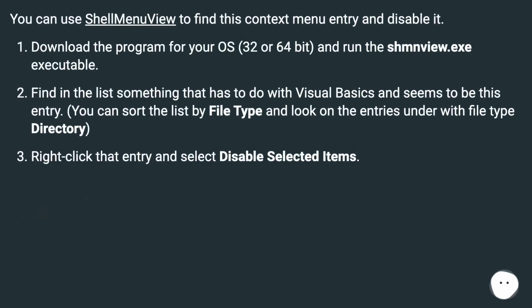You can use ShellMenuView to find this context menu entry and disable it. Download the program for your OS, 32 or 64-bit, and run the shmnview.exe executable. Find in the list something that has to do with Visual Studio and seems to be this entry. You can sort the list by file type and look at the entries with file type Directory. Right-click that entry and select Disable selected items.